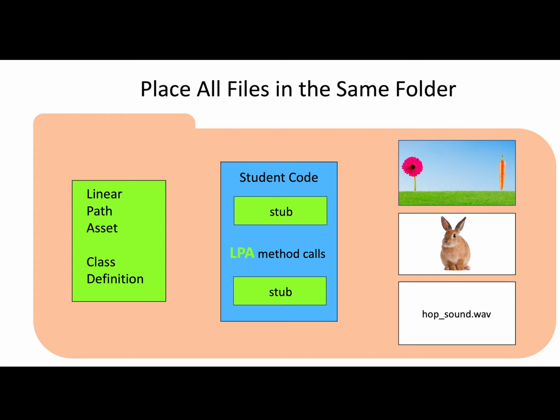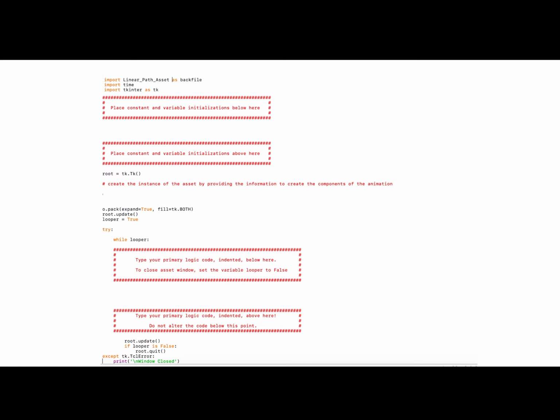Remember, the linear path asset, the student code, as well as all the image and sound files must be held in the same folder. To make using the linear path asset as plug and play as possible, a template has been provided in which the programmer simply needs to insert their own code in three different places. First, initializations for variables that will be used both for the linear path asset as well as for the program itself will be placed between the two comments specified.